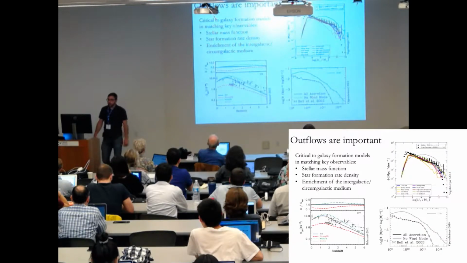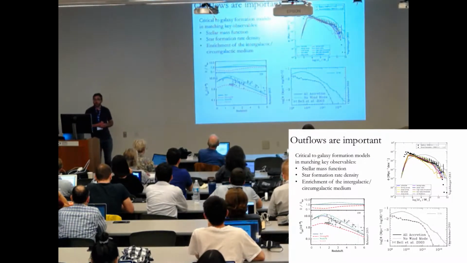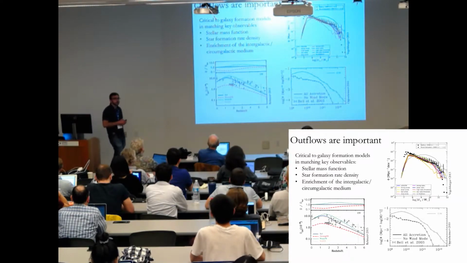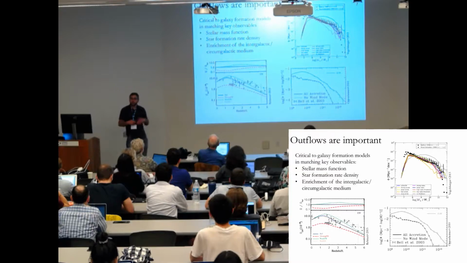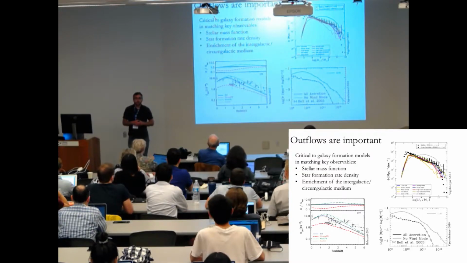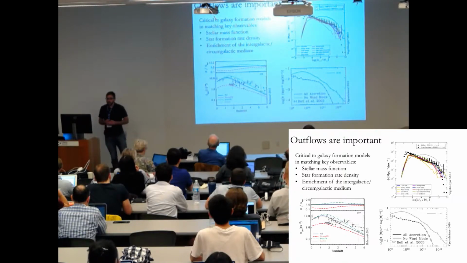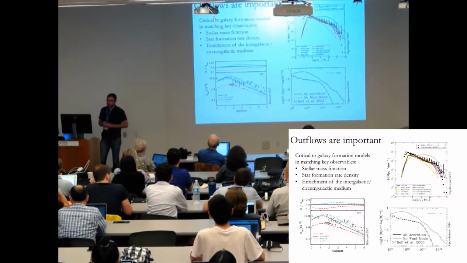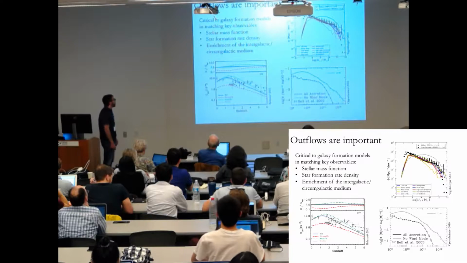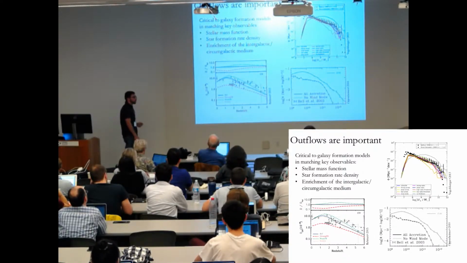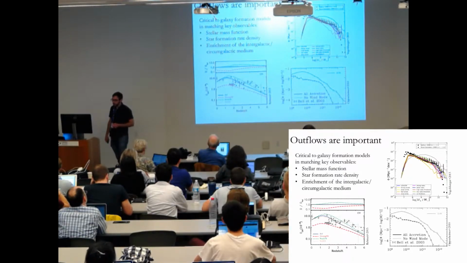I don't need to convince this crowd, but outflows, or more generally feedback, are absolutely essential to reproducing the properties of the global populations of galaxies. These are not limited to, but include, the stellar mass function, the evolution of the star formation rate density across cosmic time, as well as the enrichment of heavy elements into the intergalactic and circumgalactic medium.